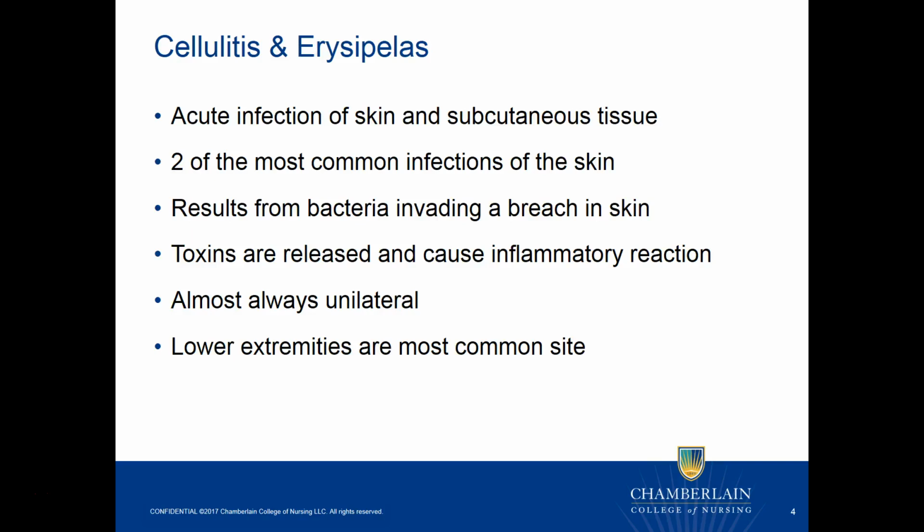Cellulitis and erysipelas are two of the most common skin and soft tissue infections. Cellulitis is an acute infection that results from bacterial entry via breaches in the skin barrier. As the bacteria enter the subcutaneous tissues, their toxins are released, which causes an inflammatory response. Cellulitis and erysipelas are almost always unilateral infections, with the most common site being the lower extremities.